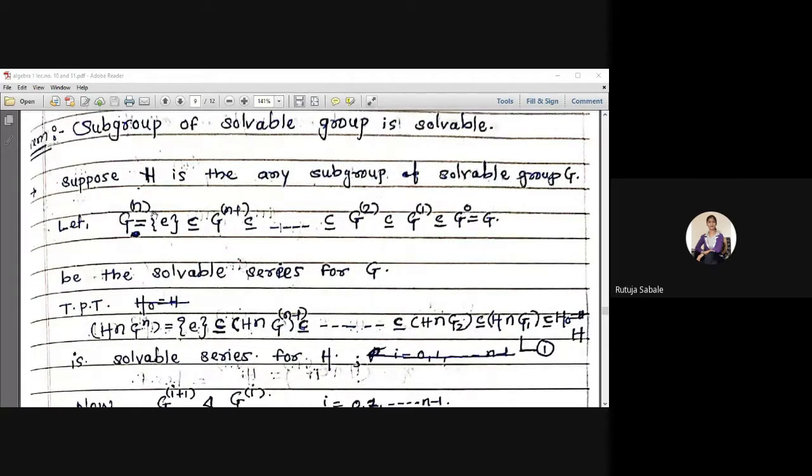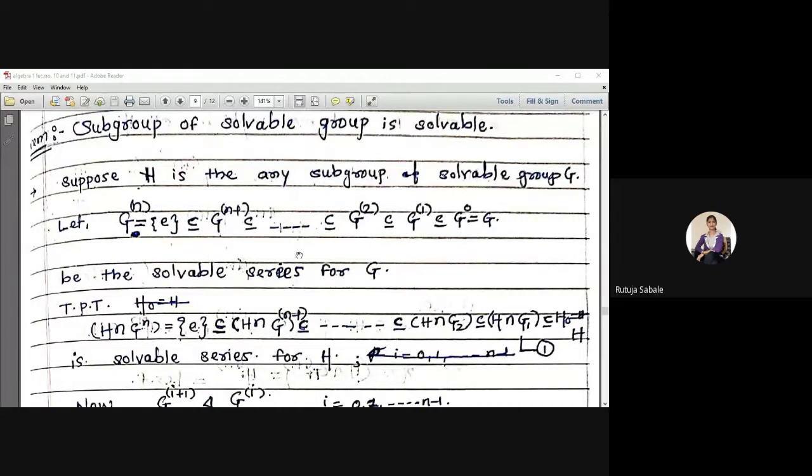By the definition of a solvable group, let G raised to n is equal to singleton E, contained in G n minus 1, and so on, contained in G1, which is contained in G0, which is equal to G, be the solvable series for G.